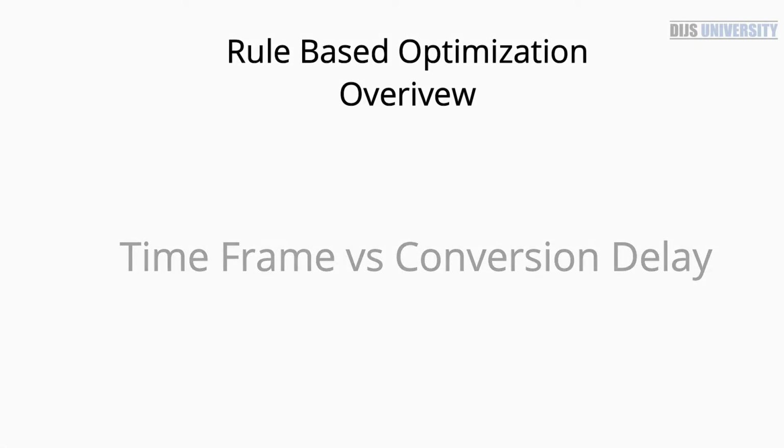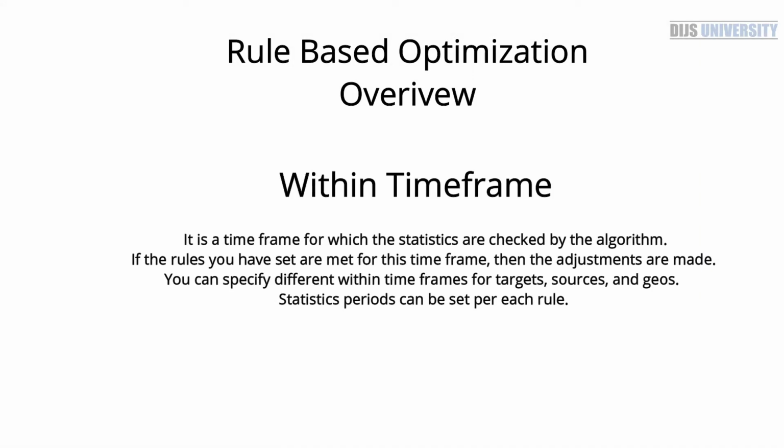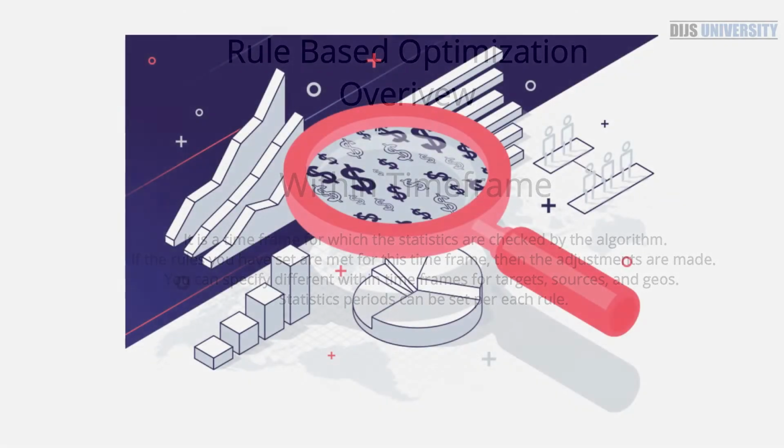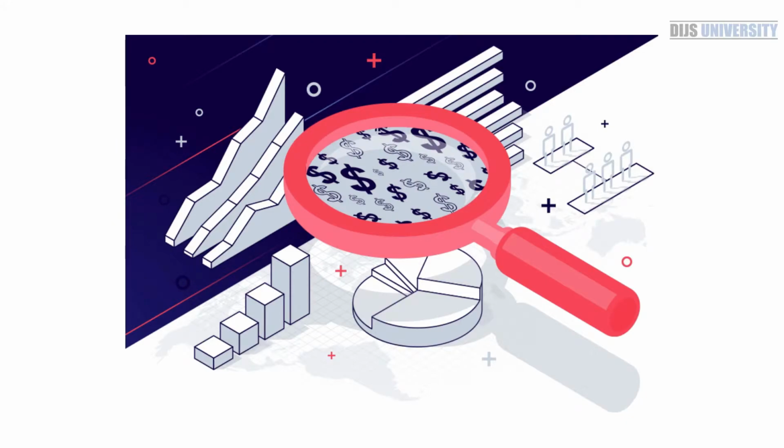So the within time frame is a time frame for which the statistics are checked by the algorithm. So if the rules you have set are met in this time frame, then the adjustments are made. You can specify different within time frames for target sources and geos. Statistic periods can be set per each rule. So you want to keep in mind that the algorithm takes action only if the conditions are met within the statistical window time. Otherwise, none of the adjustments are performed.